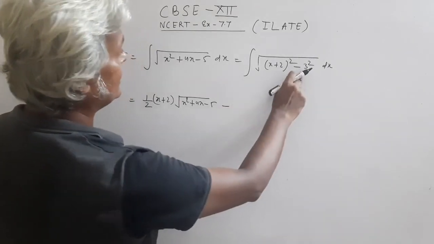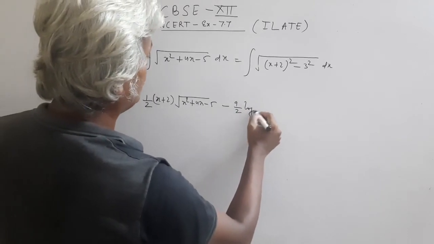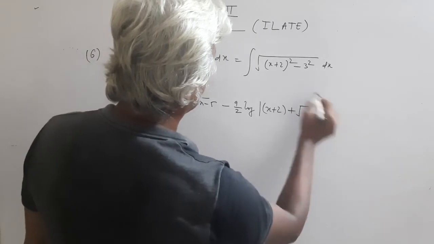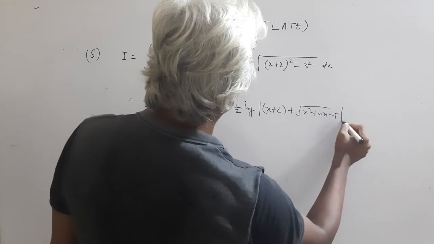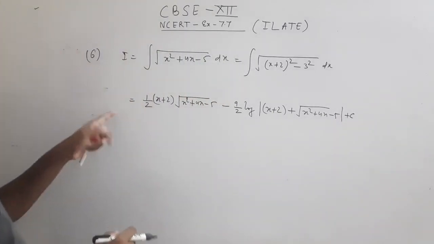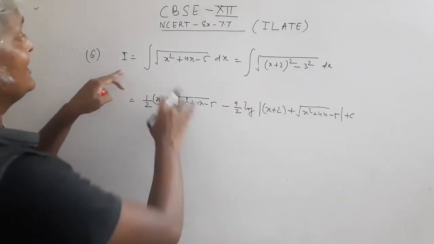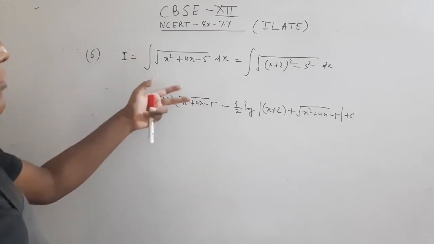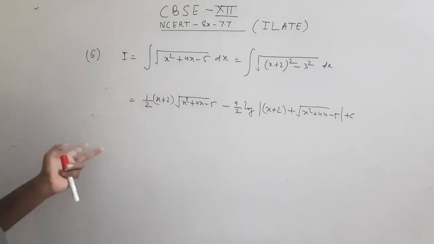So a square is this, that is 9 by 2 and log mod x plus 2 plus under root expand this x square plus 4x minus 5 plus c. So you can't write the answer directly, it just looks like someone has taken the question and written the answer. You have to write that since we know that I is under root x square minus a square dx is this, that's why using the same formula I am getting this particular form. This is done. Now I'll go for question number 7.